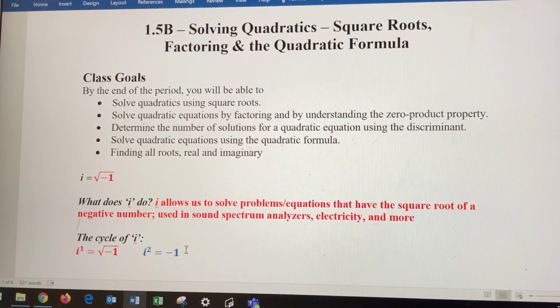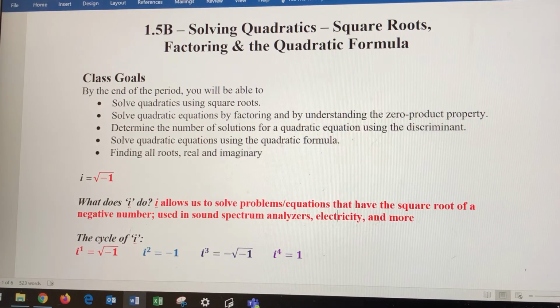If we multiply that by the square root of -1, we'd get i cubed, or negative square root of -1. If we were to multiply this by i to the first, that would give us i to the fourth. So it would be the negative square root of -1 times the square root of -1, and that would give us +1, okay? So the cycle of i goes in sets of 4 here.